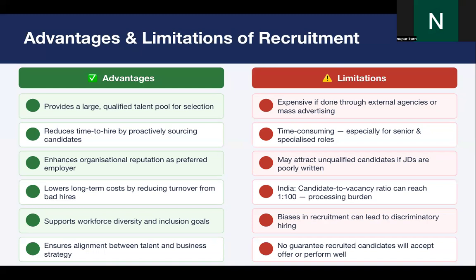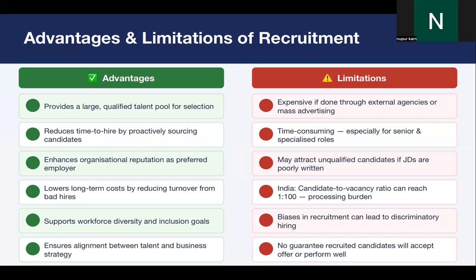Reduces time to hire by proactively sourcing candidates. It means that if you are proactively doing this recruitment path, it also reduces time to hire. It will not take too much time to hire people if you are proactively doing this.